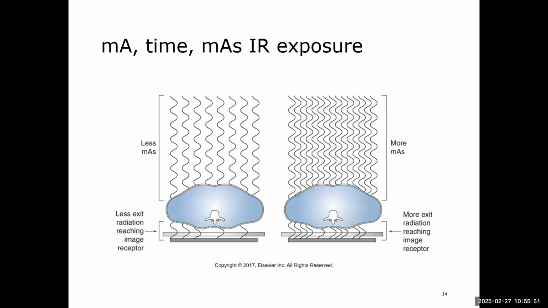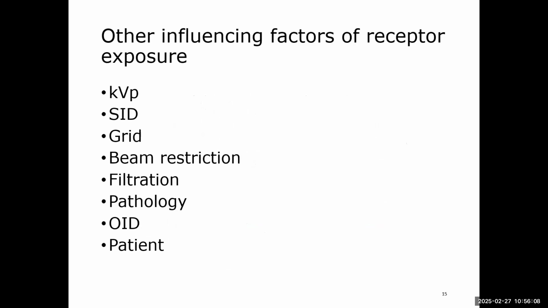This is just a picture from your Faber book, and it's showing you that if there's less mAs directed at the patient, then it just makes sense that there's going to be less receptor exposure. If there's more mAs directed at the patient, then there'll be more receptor exposure. So that's a pretty easy relationship to understand.